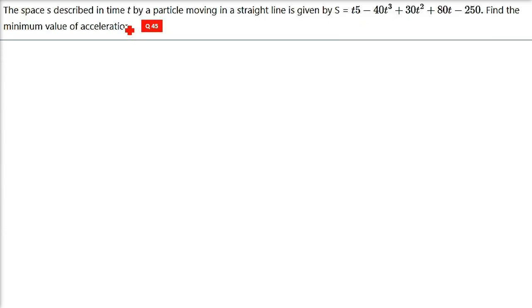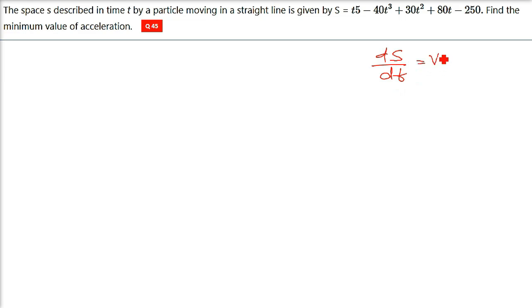The space S is described in time t by a particle moving in a straight line, given by this one. Find the minimum value of the acceleration. Now this question is related to an earlier question which I told you, that when the equation is given, just don't go about differentiation and double differentiation. You have to come up to the question. The question is saying acceleration.